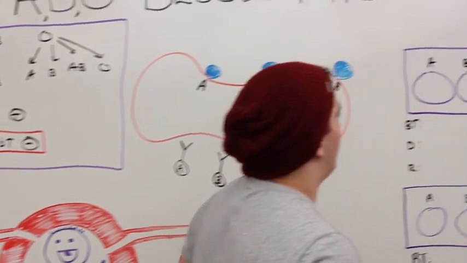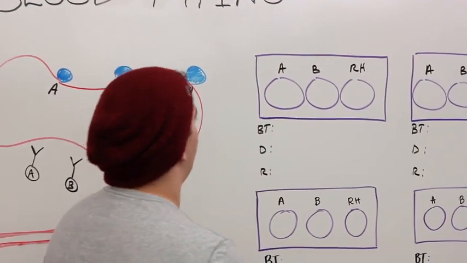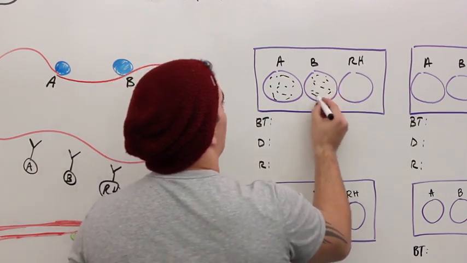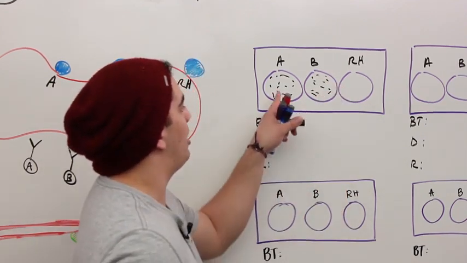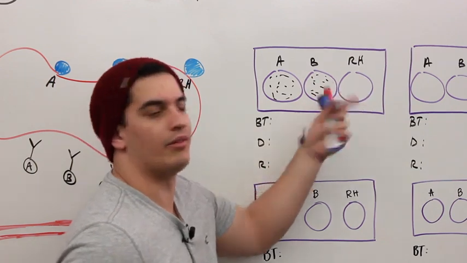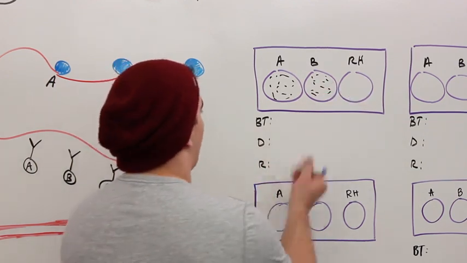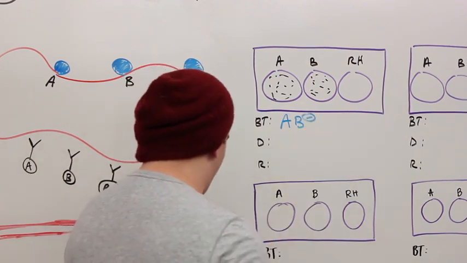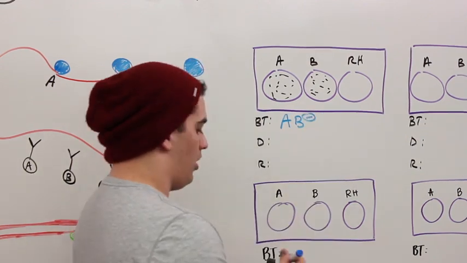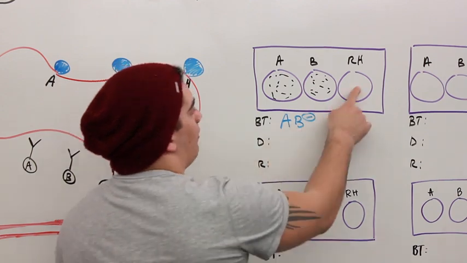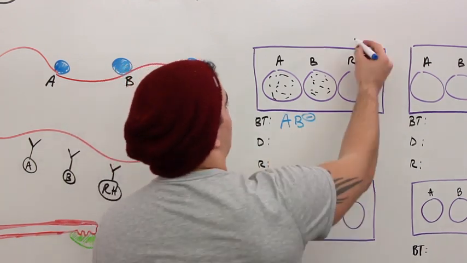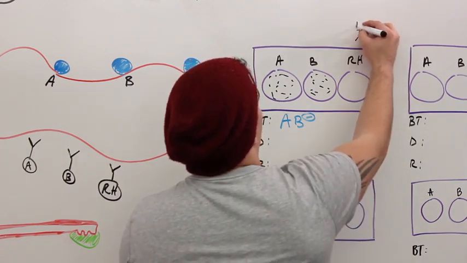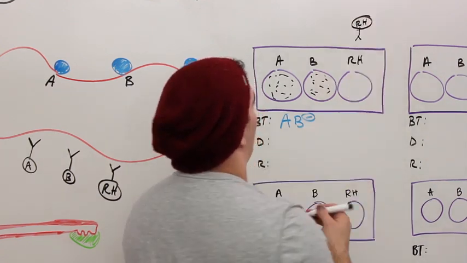If we come over here, and let's say that this person has clumping within the A, clumping within the B, but no clumping in the Rh. That means that they're A, B, negative, right? So this person's AB negative. So if this person is AB negative, what does that mean for their antibodies? What would they have within their plasma circulation? They would have anti-Rh antibodies within their plasma, right? So they would have anti-Rh antibodies.